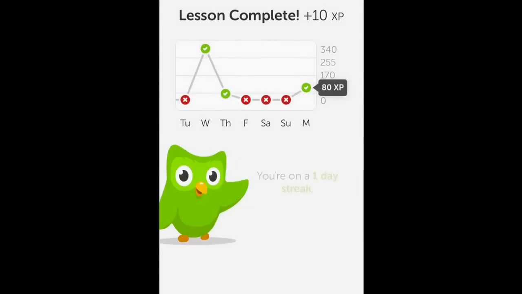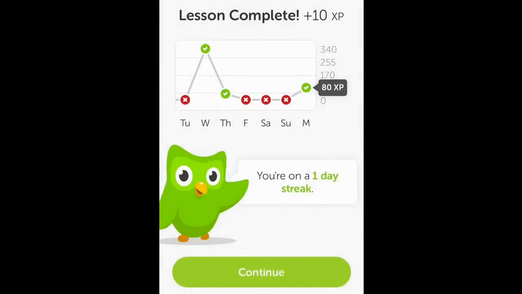Cool. So they give you a little chart here, a weekly chart. So for me, Friday, I was really busy. I was out of town Friday, so I didn't have time to do it. So that's why I have three X's there. I got back here Sunday night, and today, Monday, is my first day back. It was my first day back on Duolingo.